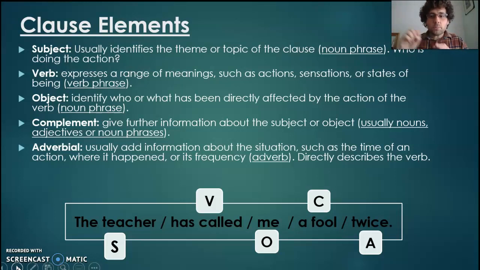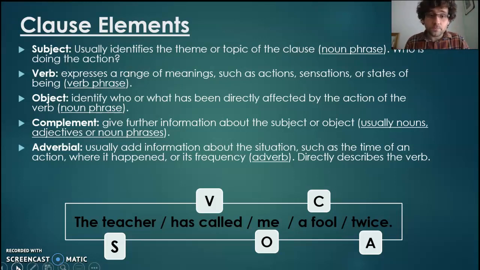Complement's the trickiest one. That's just a bit more information. There can be nouns, there can be adjectives, or noun phrases. In this case, the teacher has called me a fool twice. Because called, in this sense, works more like a copular verb than a dynamic verb. I know if you call out, it's a dynamic verb, but in this case I've called them a fool. We need the complement. But what has he called you, or what has she called you? That's your complement, okay? If you've got a copular verb or a stative verb, we need a complement.